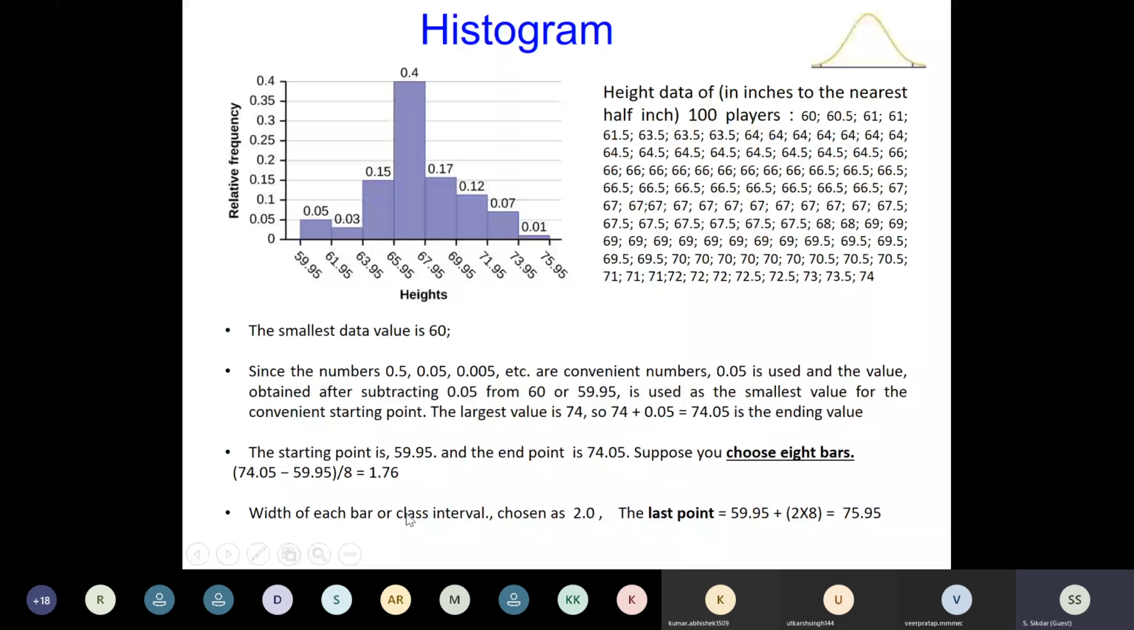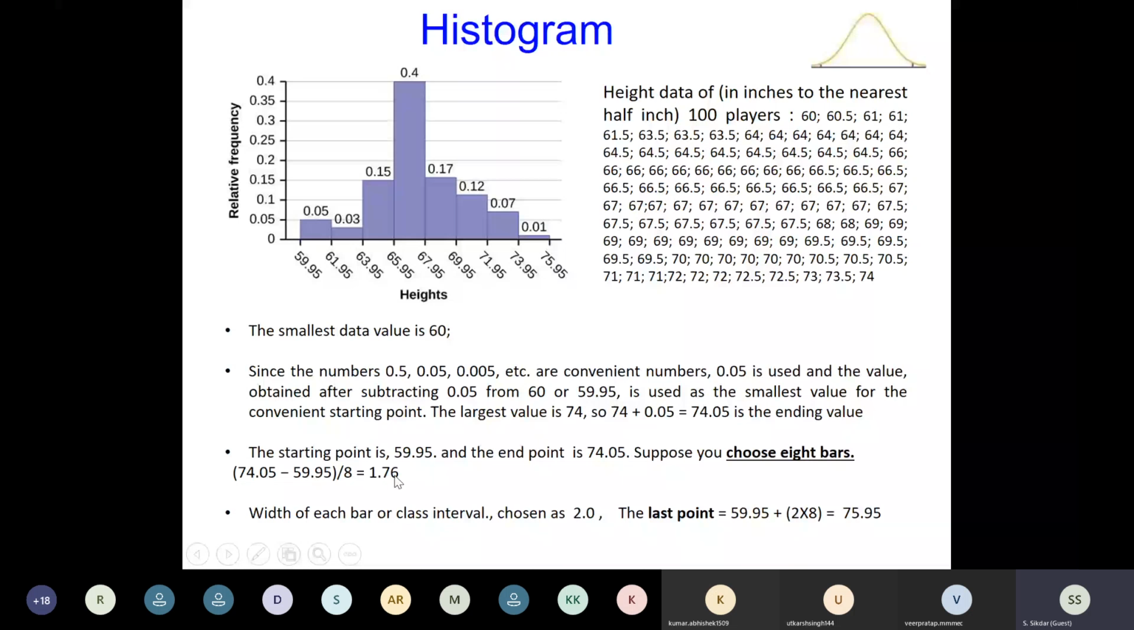So I want to get what is the width of each class. If I say 8 bars, I want to see what is the width. So 74.05 minus 59.95 divided by 8 gives 1.76. Now, on a scale, it is very difficult to plot 1.76, or you have to search for it. So it is totally dependent on your choice.